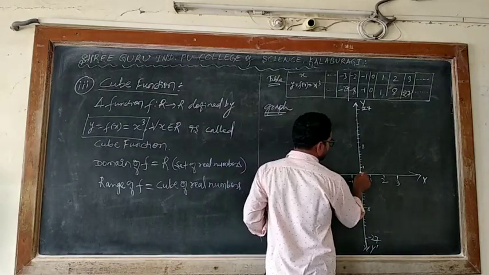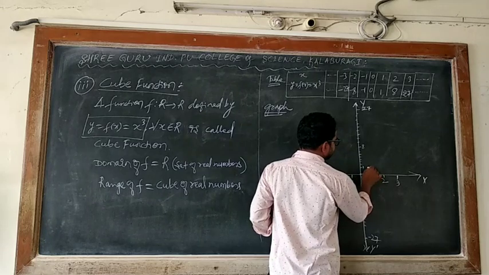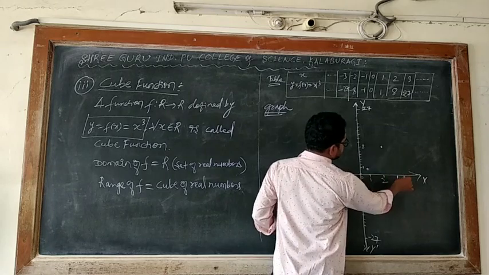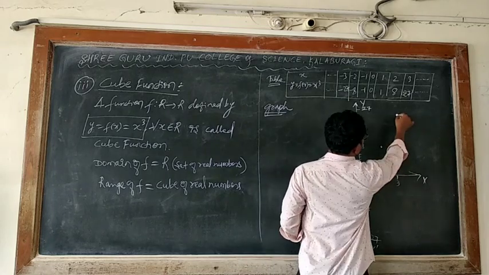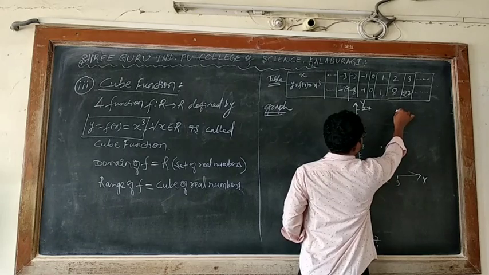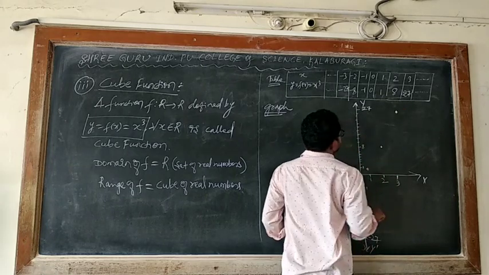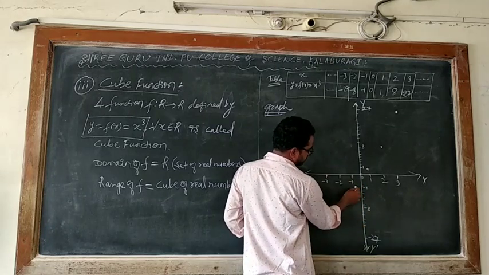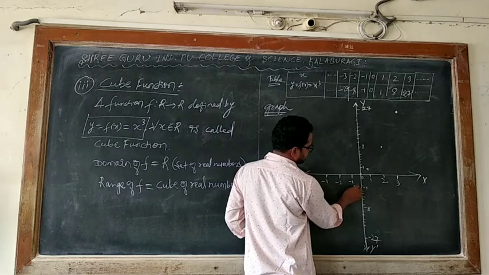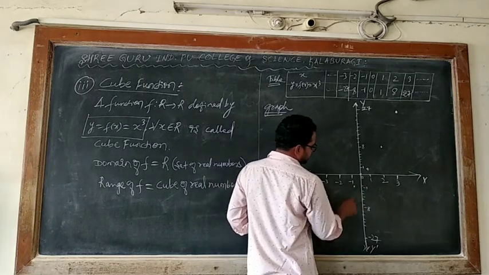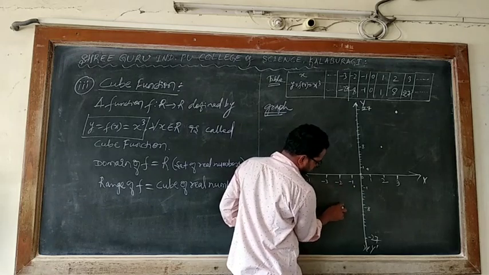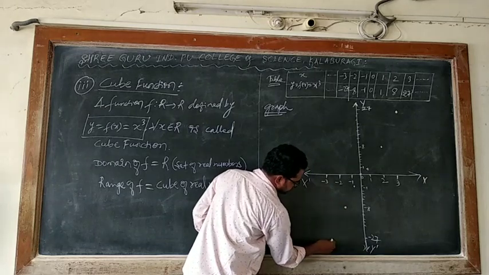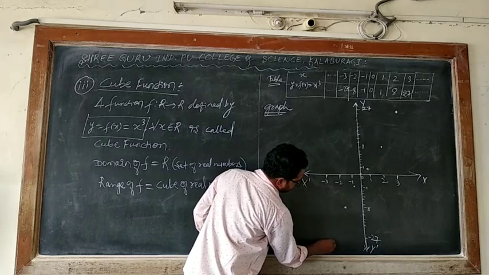So I can say x is 0, y is 0. X is 1, y is 1. X is 2, y is 8. X is 3, y is 27. X is minus 1, y is minus 1. In this graph, we are getting points in the below also. X is minus 2, y is minus 8. X is minus 3, y is minus 27.